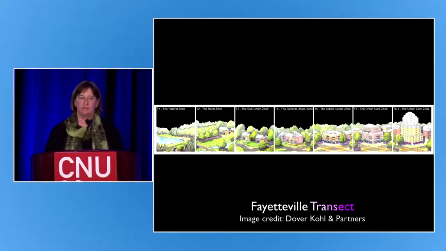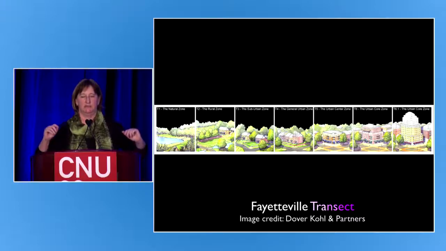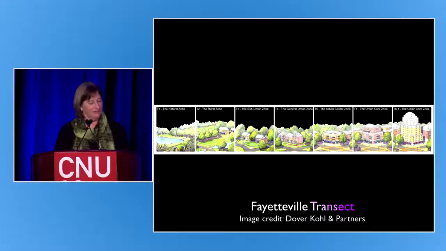This Fayetteville transect by Dover Cole, note that this has 7 zones in it. So the T6, and it looks like a continuum. It's not necessarily a continuum in terms of what's on the ground. But you'll notice that they have two T6 zones. But it's much less urban, less dense than the Miami condition. It's a different place. Their urban core doesn't rise to 60 stories. And they clearly do not want it to, or they would be coding for it.